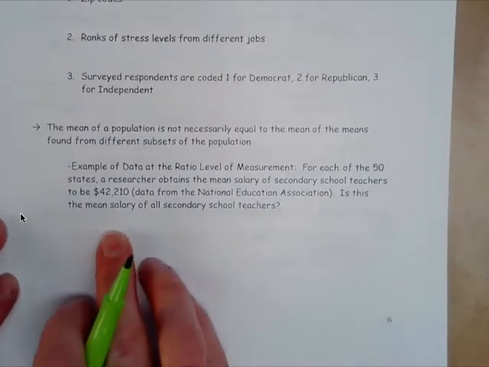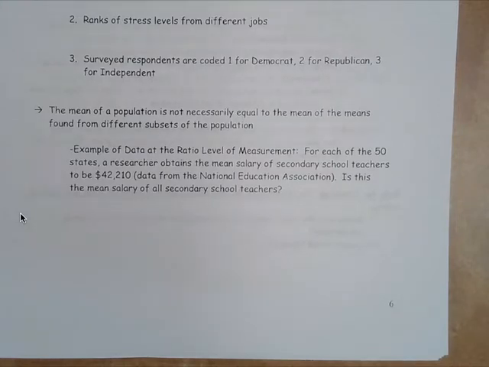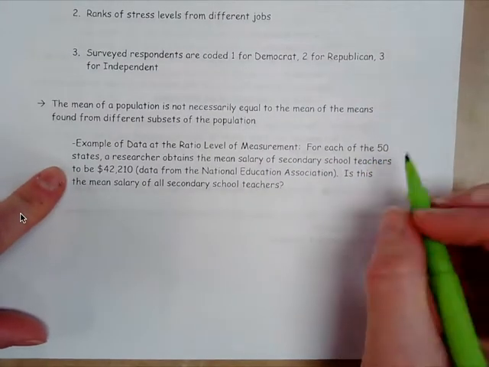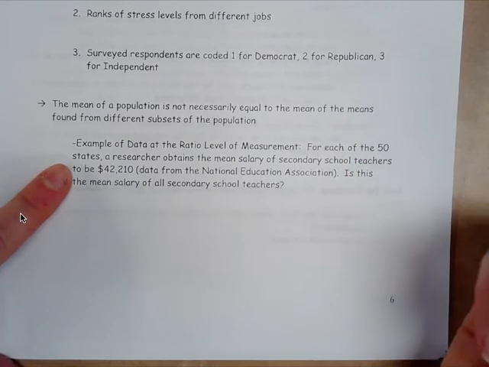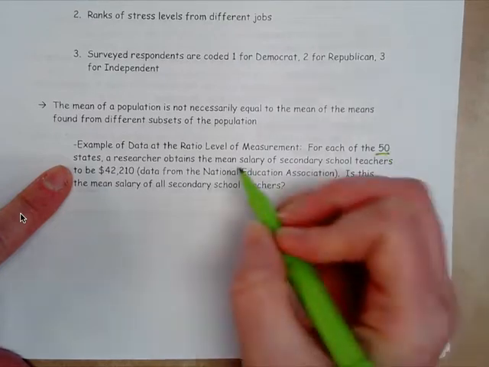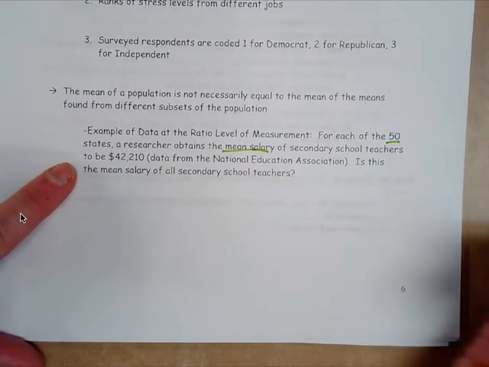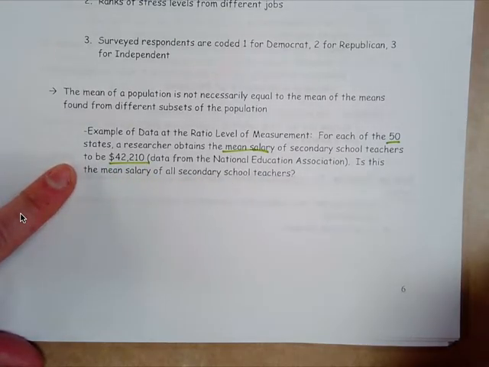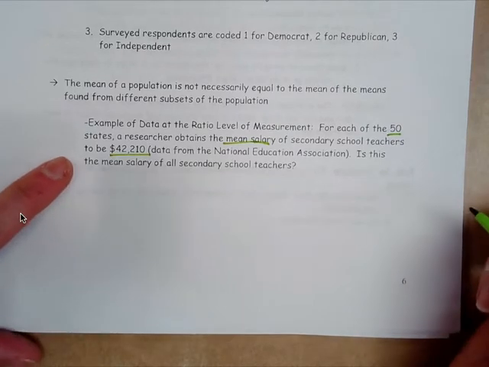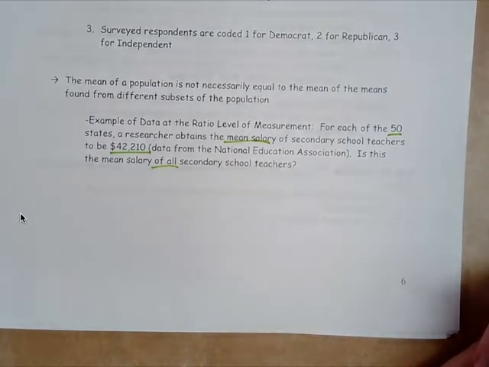So let's look at this example. The mean of a population is not necessarily equal to the mean of the means found from different subsets. So we're going to look at this where they took the mean salary from each state. So 50 states, the mean salary from the states, and they found the mean of that. And they got 42,210. Do you think that would represent the mean salary of all secondary school teachers?